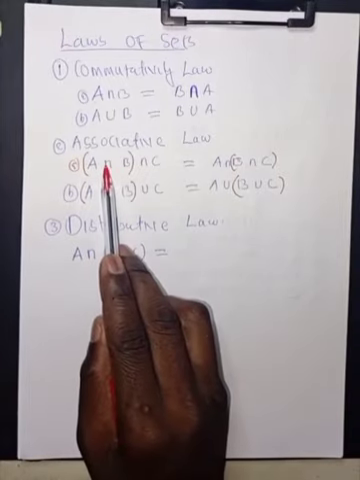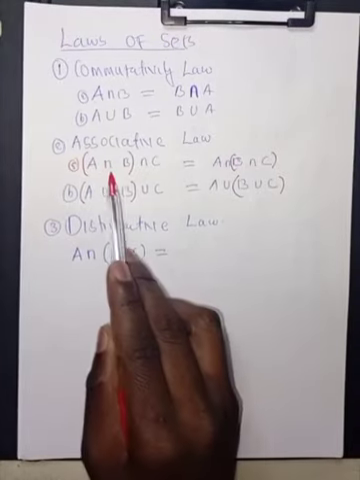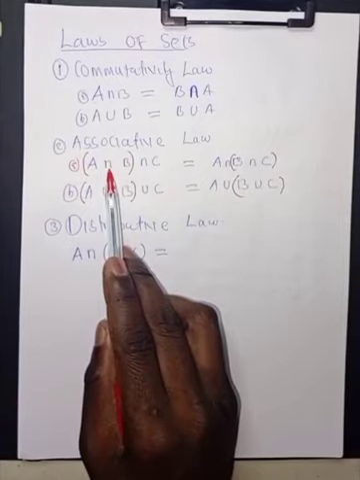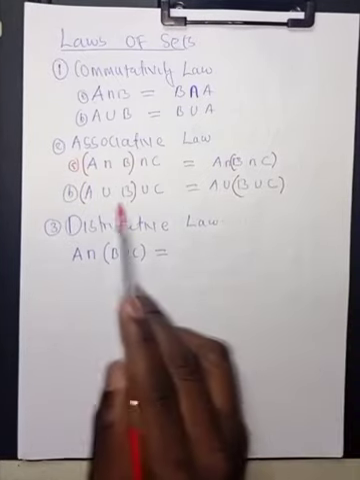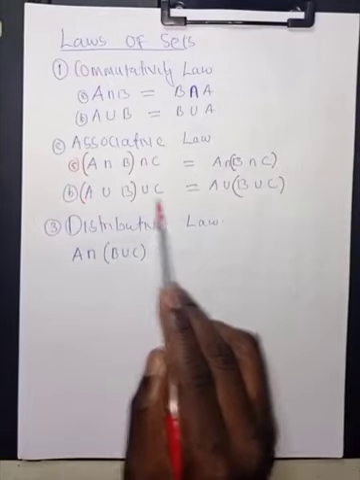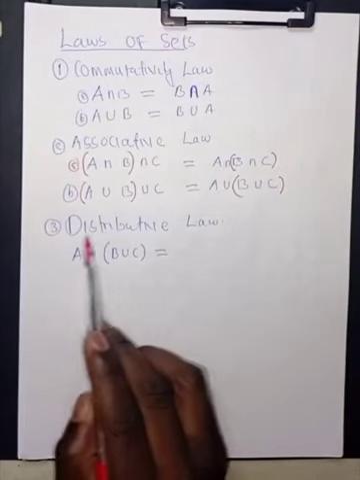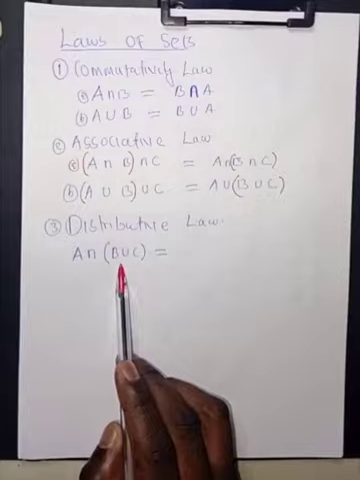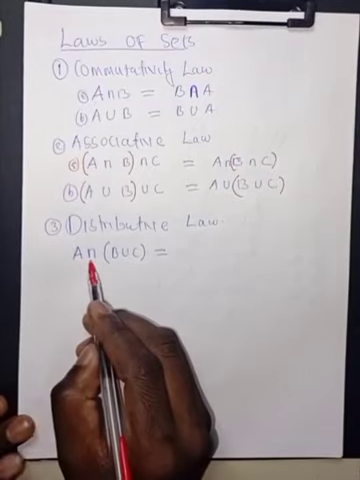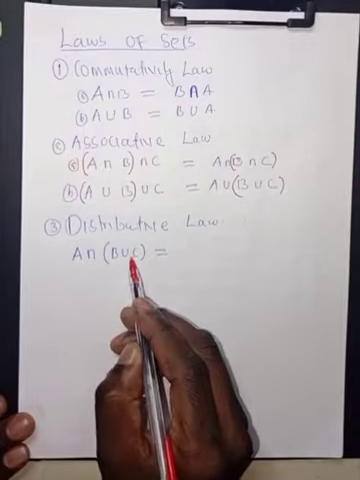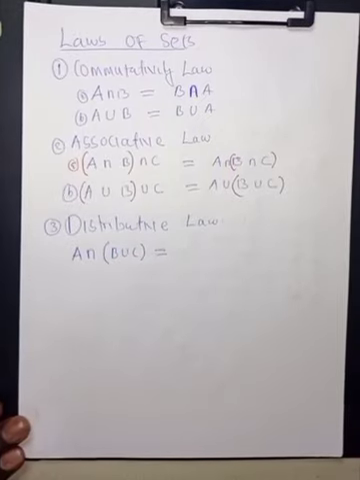In associative, for each statement, we only have a single symbol. If it is intersection, it will be intersection throughout that expression. Even if it is union, it's union throughout. But for distributive, you see, it's a combination of intersection and union in one expression. So we have A intersection, then B union C. It has to be equal to.